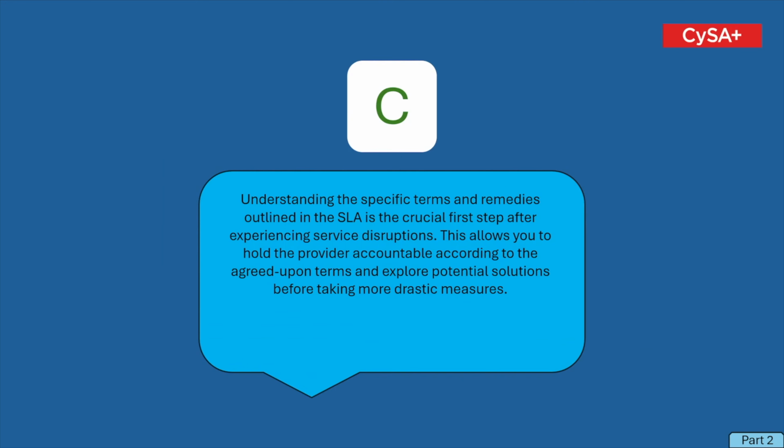Understanding the specific terms and remedies outlined in the SLA is a crucial first step after experiencing service disruptions. This allows you to hold the provider accountable according to the agreed upon terms and explore potential solutions before taking more drastic measures.